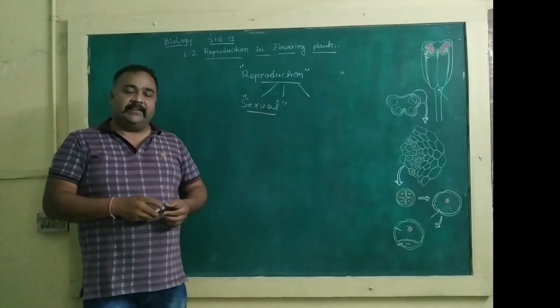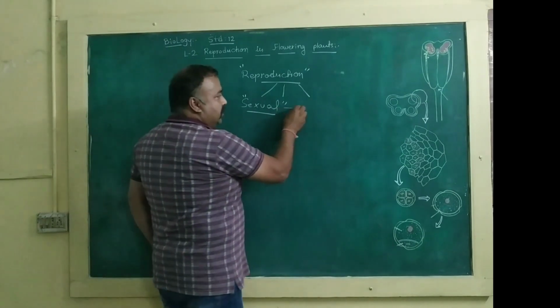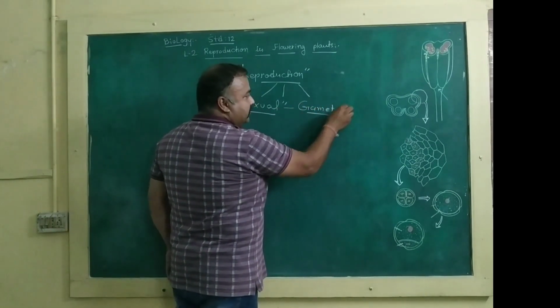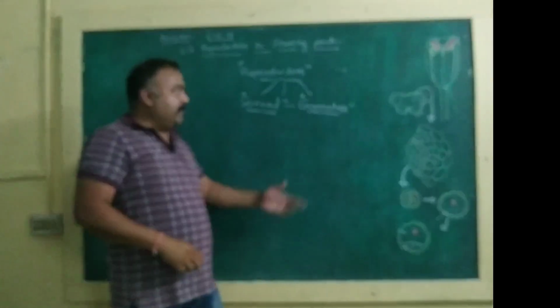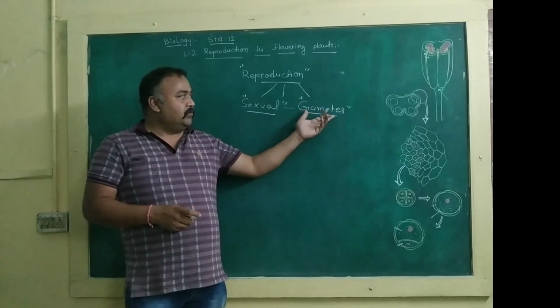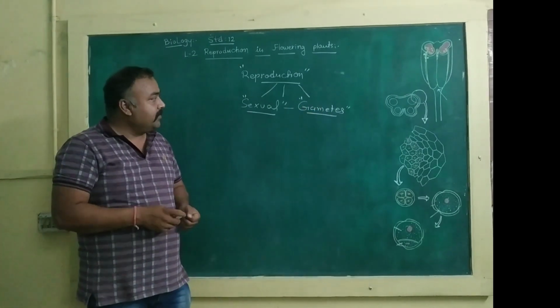Sexual reproduction takes place by fusion of gametes. Gametes means reproductive cells, and those gametes are produced by a single organism or by two different organisms.